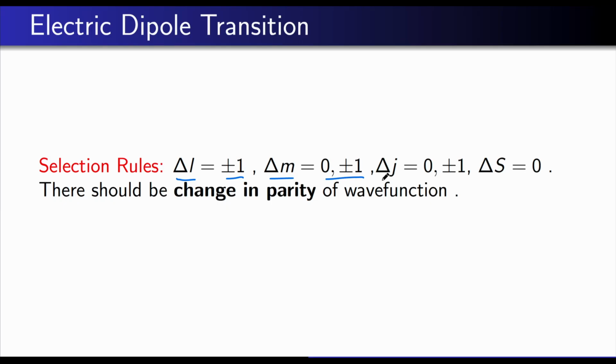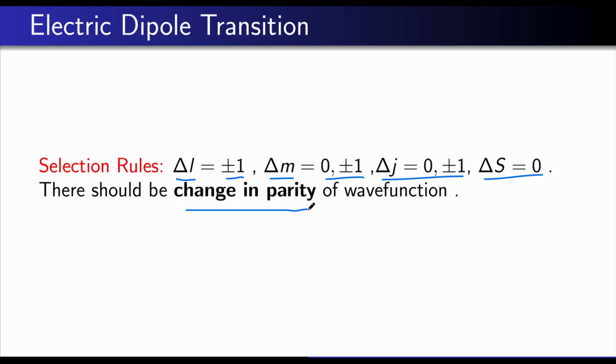And the total angular momentum quantum number change should be 0 or plus minus 1. And there should be no change in the spin quantum number. What is important in such a transition is that there has to be a change in parity of the wave function. That is, the transition should be from, say, an even function to an odd function.